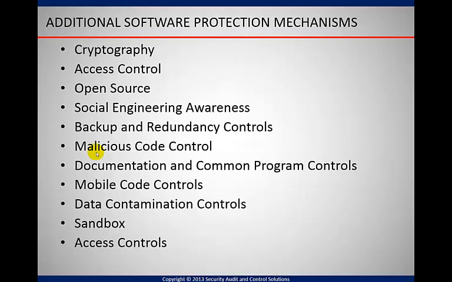Additional software protection mechanisms include things like cryptography, specialized access control, open source so that end users can review the source code, social engineering awareness, backup and redundancy controls, malicious code control, documentation and common program controls. We've got mobile code controls, data contamination controls from a programming point of view. We've got sandboxes such as the Java virtual machine. And then finally, we refocus on access control, as this is the primary consideration when we go into a system.